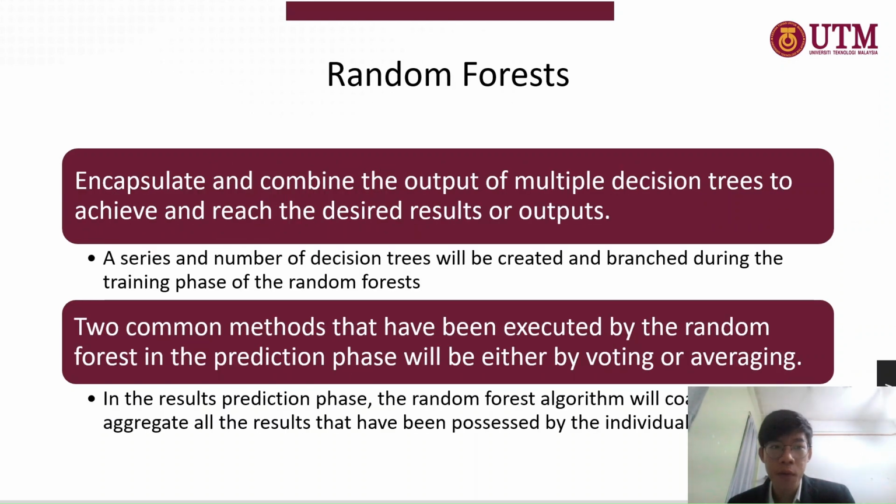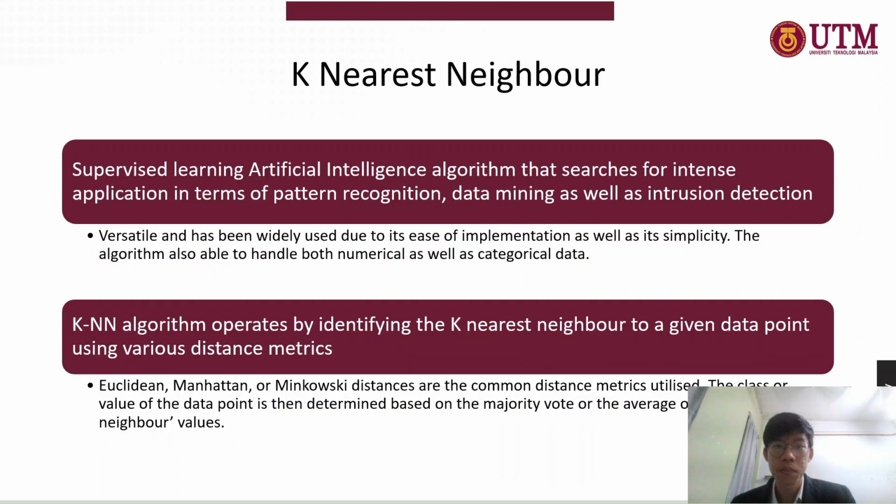Next will be random forest. The random forest will normally combine the output of multiple decision trees to reach the desired results or outputs. Two common methods are executed in the random forest, which are voting or averaging. Hence, in the result prediction phase, the random forest algorithm will aggregate all the results that have been processed by the individual trees and come out with one single result.